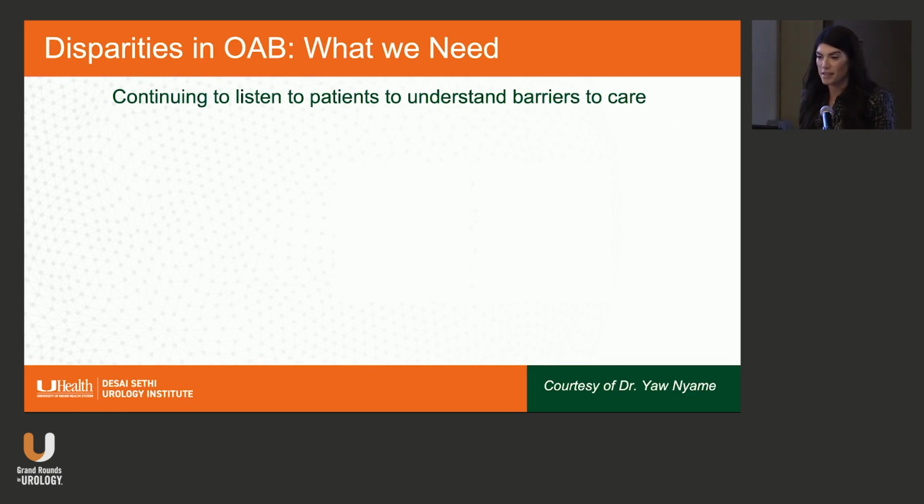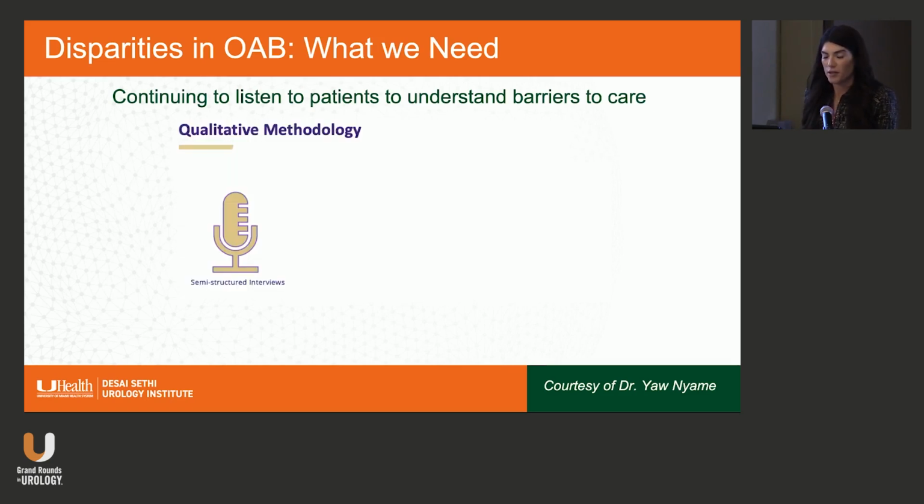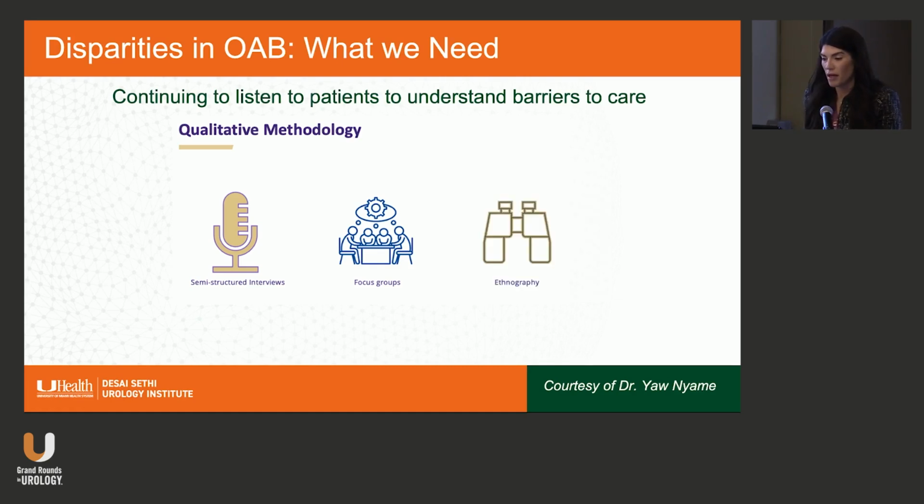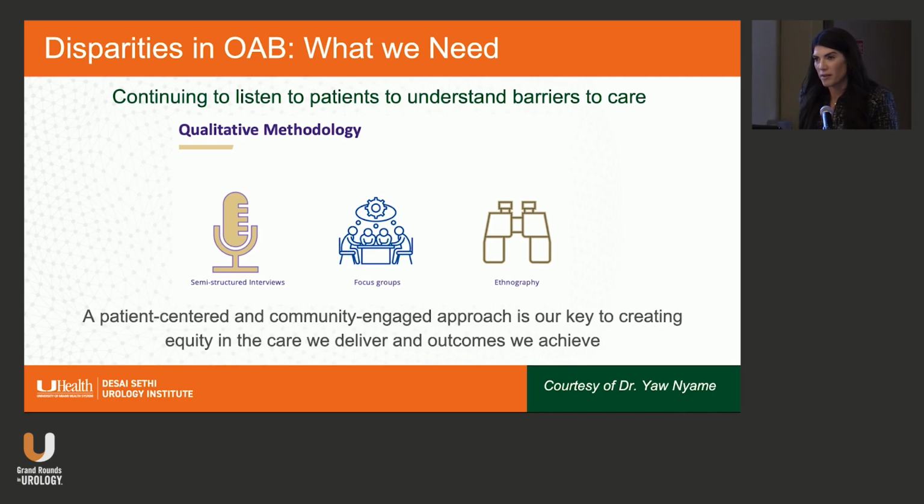And what we also need is to continue to listen to patients to understand barriers to care. We should utilize qualitative methodology with examples like semi-structured interviews. So it's not your typical research when we think about this, and we kind of have to come up with a different approach when we're thinking about how to tackle this, I think with focus groups and with ethnography as well. I think it's just an interesting area compared to what we normally think of for urology.